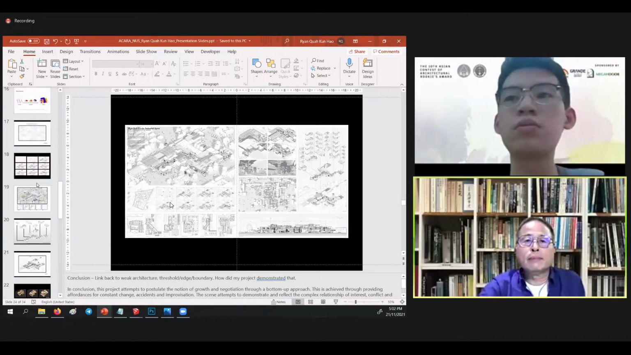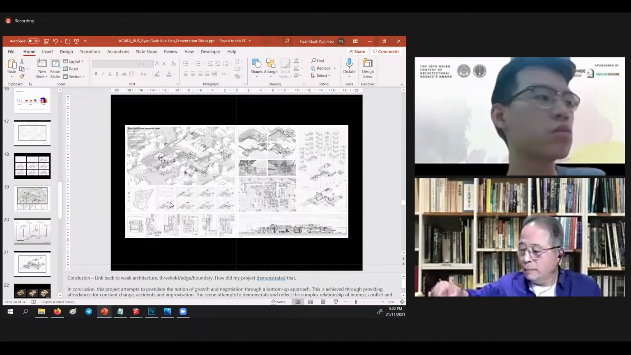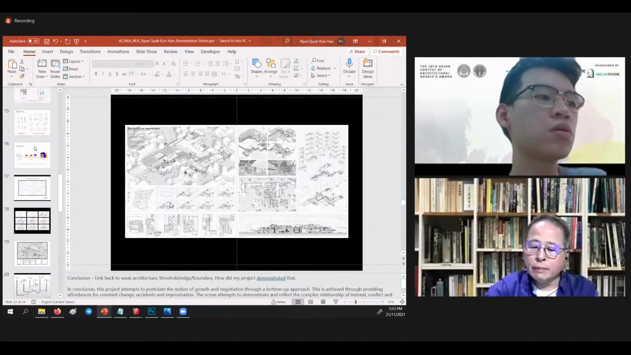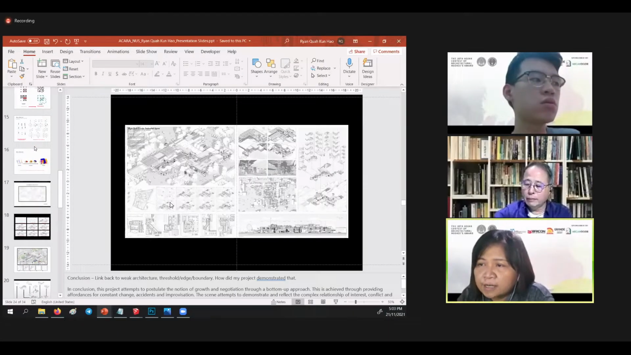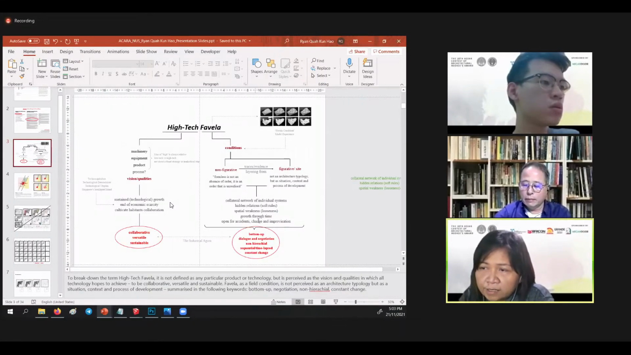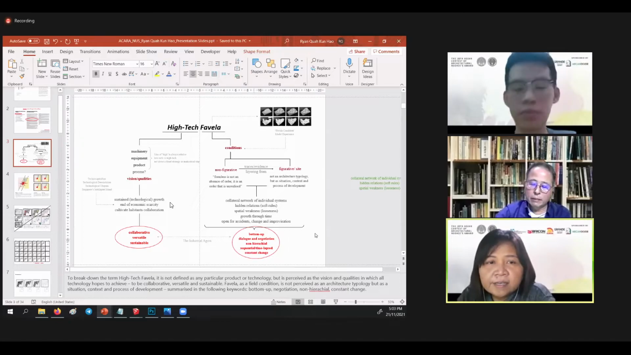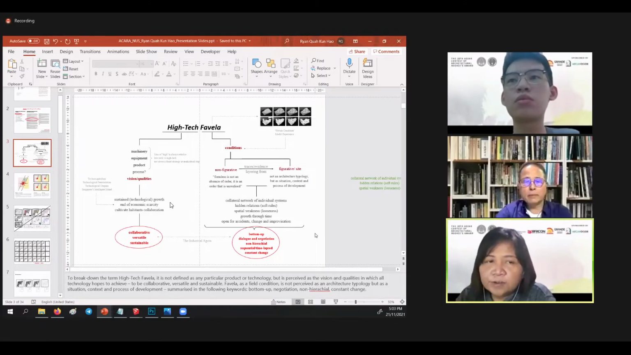Yeah, Rian, it's an interesting concept that you have. I noted that you have 3 keywords here: contestation, negotiation, and favela. So why are those 3 concepts? Why do you choose those 3 concepts?